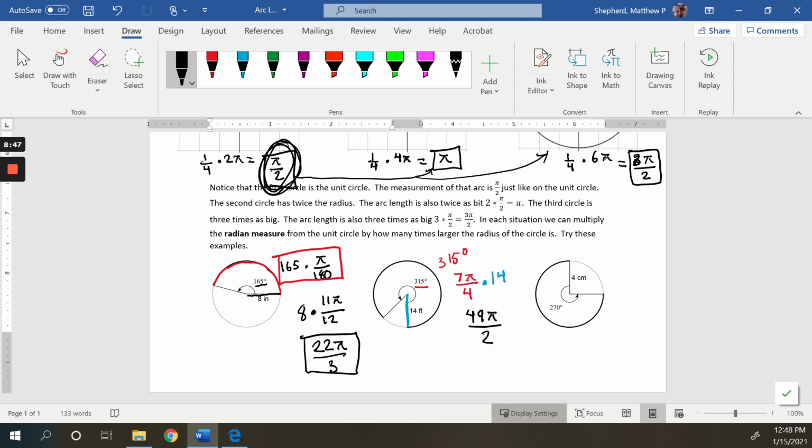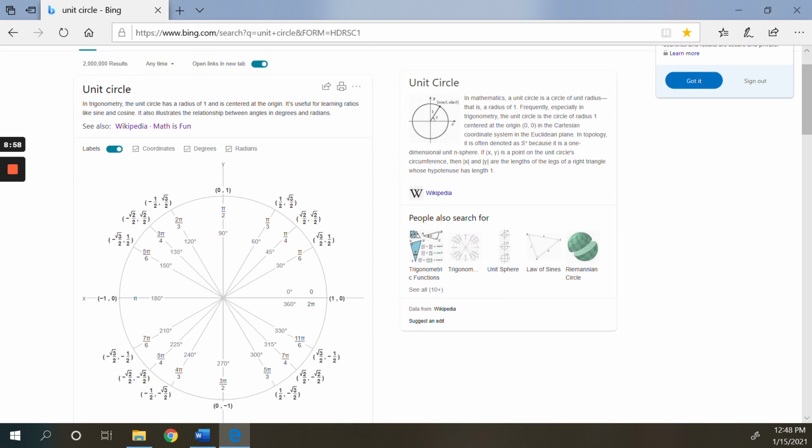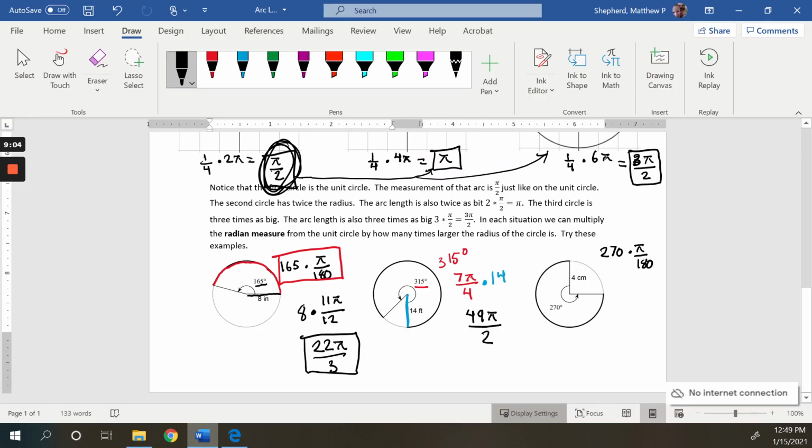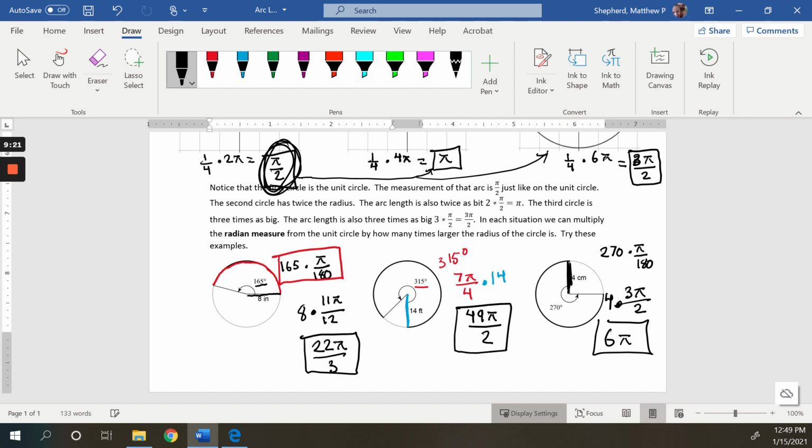All right, final one. We have 270. Once again, you could go through the trouble of multiplying by pi over 180. You can also look on the unit circle. There's 270. The radian measure would be 3 pi halves. This circle is 4 times larger. So I'll multiply it by 4, and we get 6 pi. So that is how you can find the arc length using the degrees and a radius measure. All right, good luck on your work.